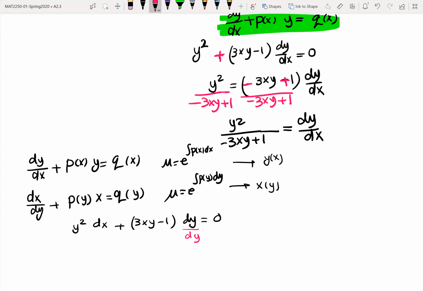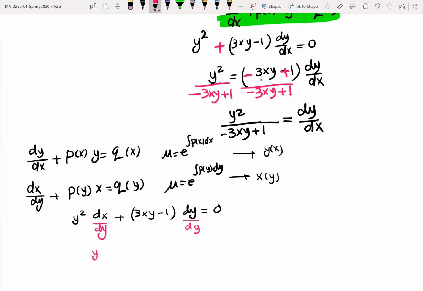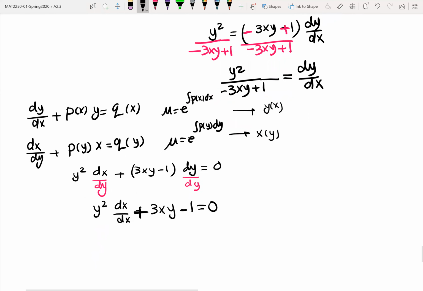So that was divide by dy. That gives you y squared, and this is dx dy, and this is 3xy minus 1 equals 0 for now. And then if I look at the pattern, sorry, that was dx dy.